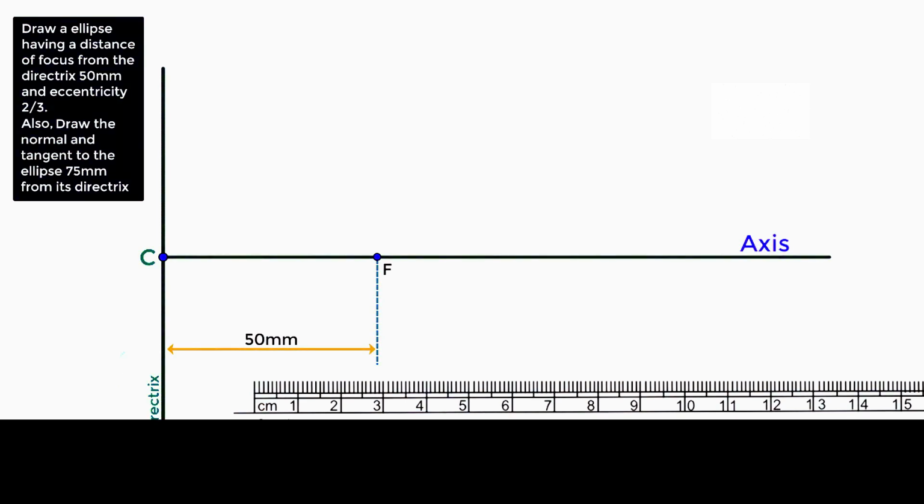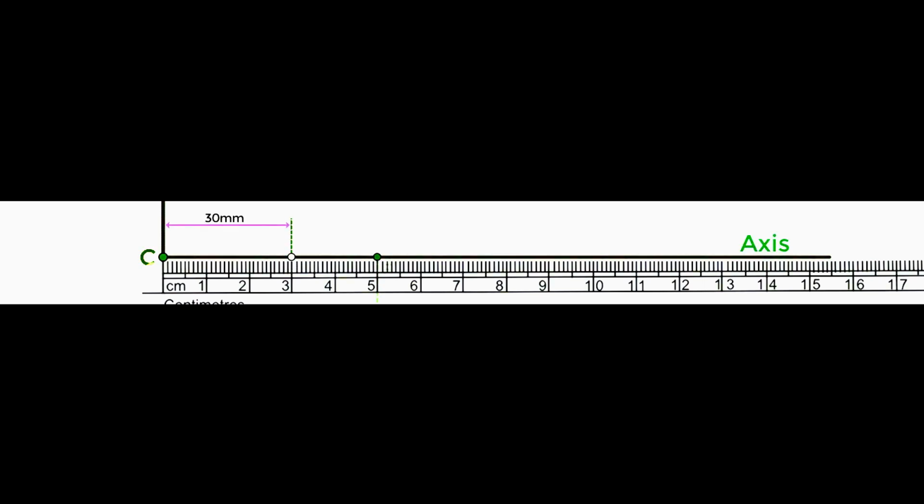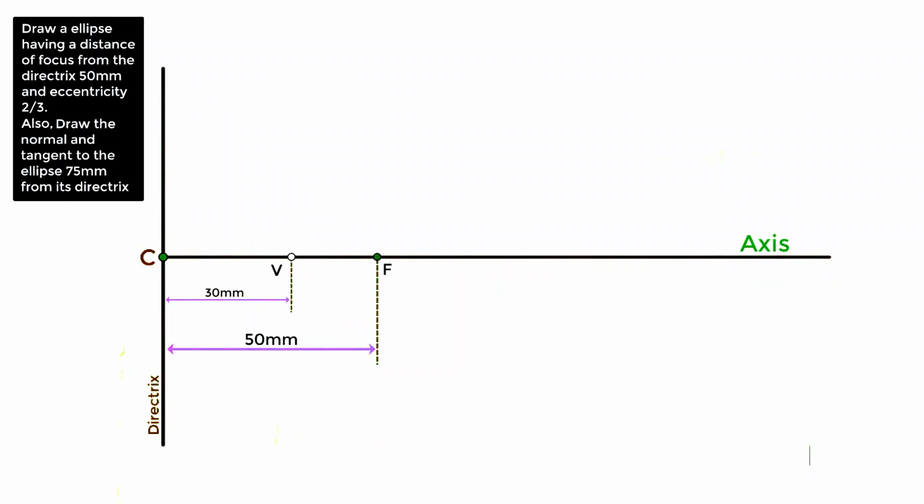After this, we need to mark point V on the axis. This point will be 30 mm away from C and 20 mm away from F. So take the ruler and mark a point 30 mm away from point C. Next, we need to draw a vertical line from this point V. To draw a vertical line, we will use a roller scale and take this line as a reference. Move the roller scale to point V and draw a vertical line of some length.